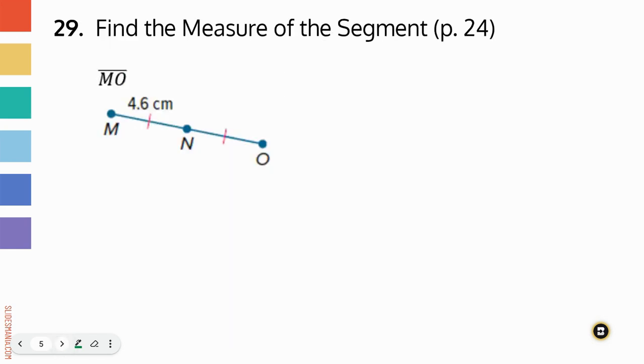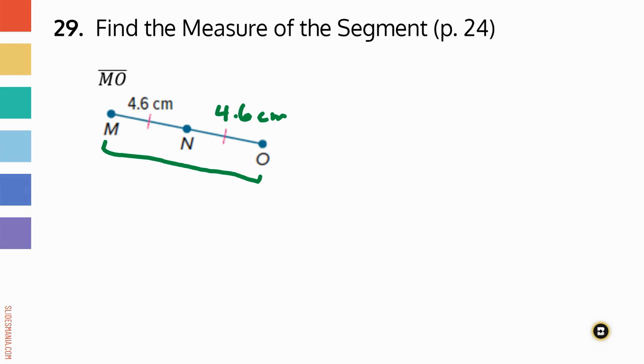Okay, we're going to do some examples. So this is on page 24 in your book. So we want to find the measure of the segment. So we want to find the measure of MO. So that is this large segment. So we know that they tell us MN is 4.6, and they have the little red slashes, which means that they are congruent. So that means NO is also 4.6 centimeters.